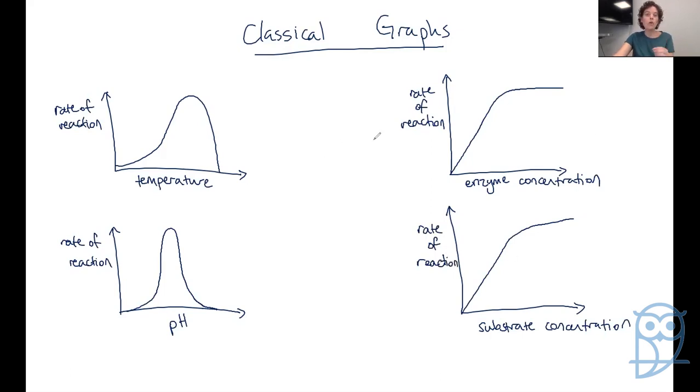So what we started off here was with our classical graphs. So you've got 4 things that are affecting enzyme reactions. So all of these have a vertical axis of rate of reaction. Okay, and all of them are made from many little test tubes. So for this temperature one, we did 10 different experiments at 10 different temperatures. We plotted all the points and then we joined them.